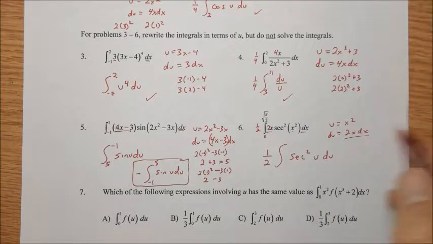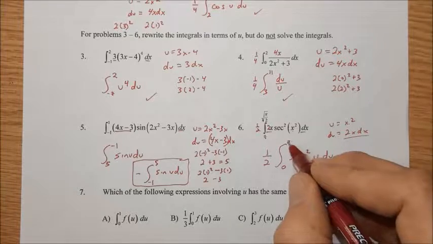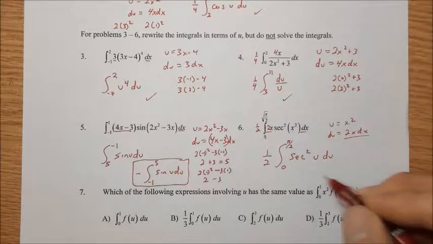Now we need our bounds. 0 squared is 0. The square root of pi over 2 squared is just pi over 2. We're done.